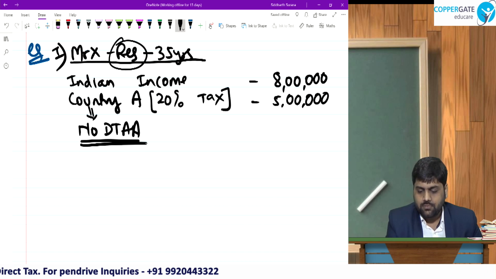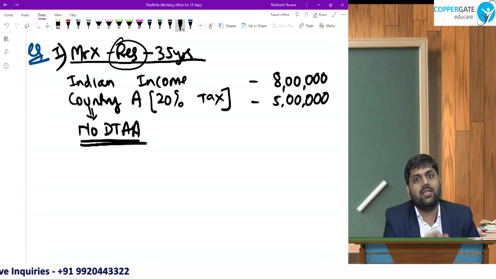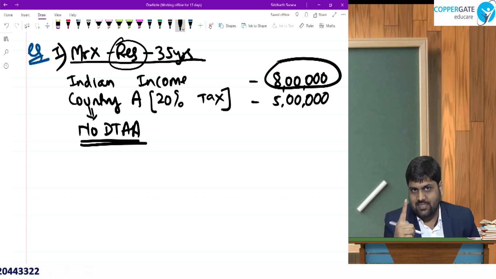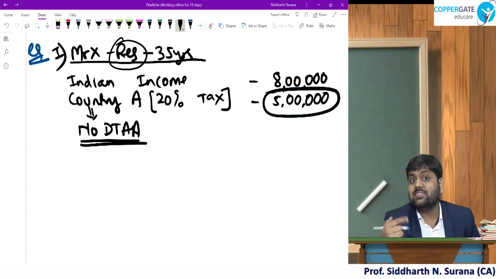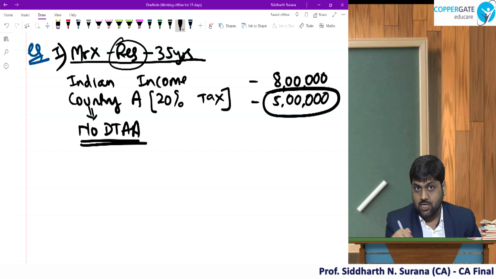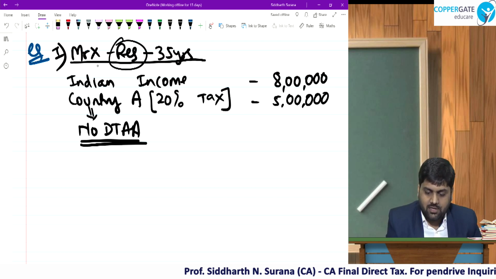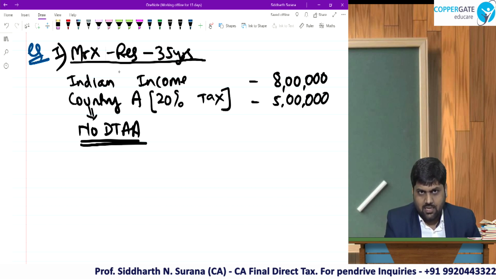This is an example. Before you give relief, you need to first check, has double taxation taken place? Because if double taxation has not taken place, there is no question of any relief. Check. Let's talk about 8 lakh. Can I say residence is in India, source is also in India, 8 lakh will be taxable only in India, and therefore there is no double taxation till now. Now let's talk about 5 lakh. Residence in India, so taxable on the basis of principle of residence. Source in country A, taxable on the basis of principle of source. Same person, same income getting taxed twice, one country on the basis of residence, other country on the basis of source. Can I say this time double taxation has taken place?